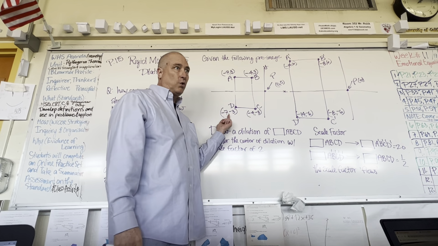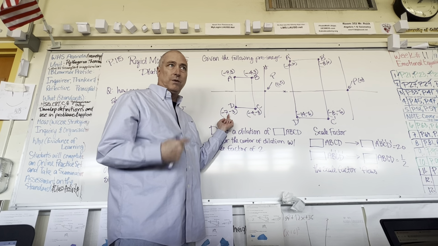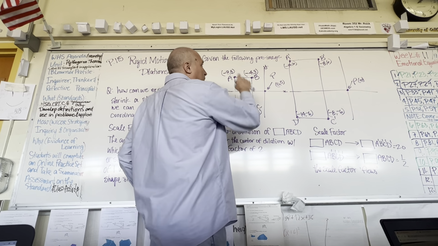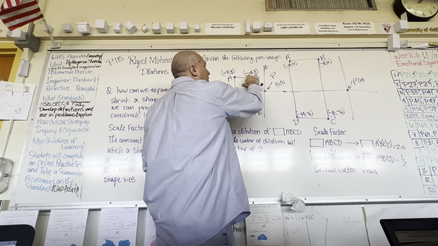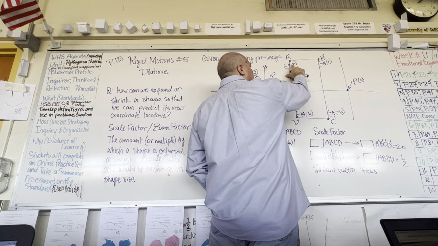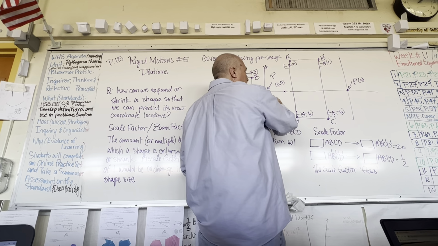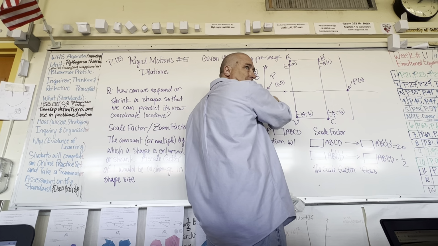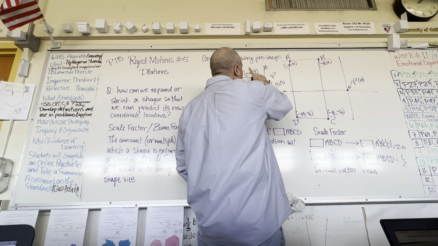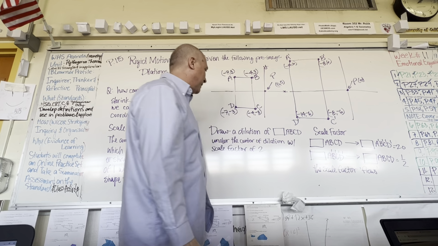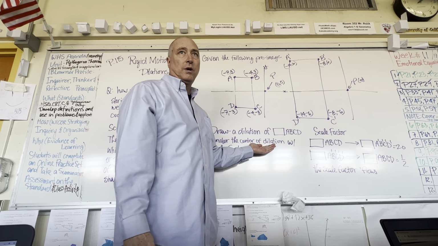When you're using coordinate locations, which the Schoology will give you problems on, if you're using a scale factor of 2, these are all getting multiplied by 2, because we're using the origin as the basis of dilation. All right, and another word for basis of dilation is center of dilation.